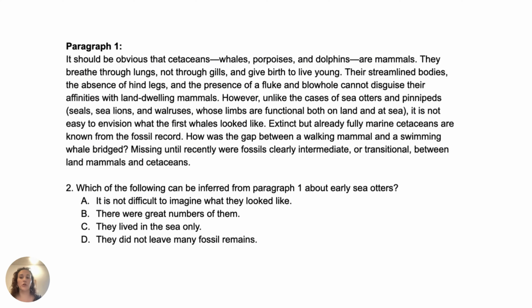Okay, moving on to number 2. What kind of question is this? This is an inference question. And if you remember from my course, for inference questions, we answer them in a very similar way to detail questions, aka factual questions, the one that we just answered. But we do have to do a little bit more logical work to find the answers. So our keywords are early sea otters. Let's find the sentence or sentences that contain information about early sea otters in paragraph 1.